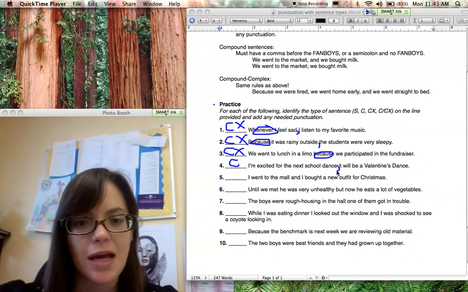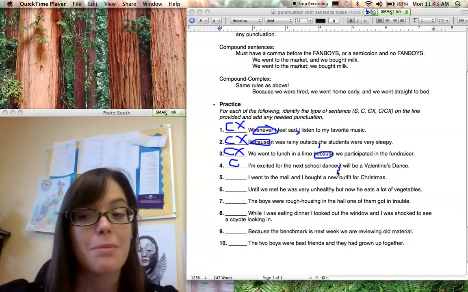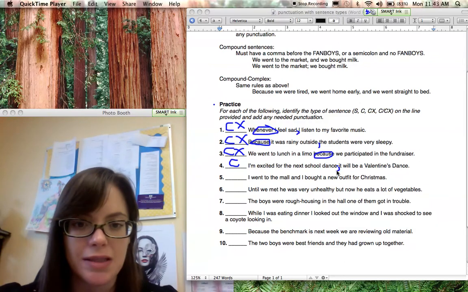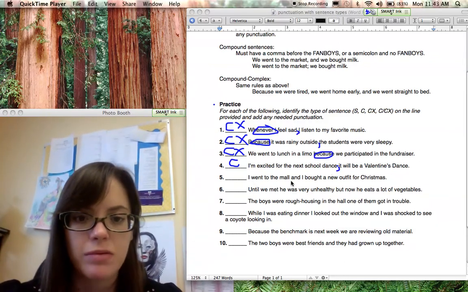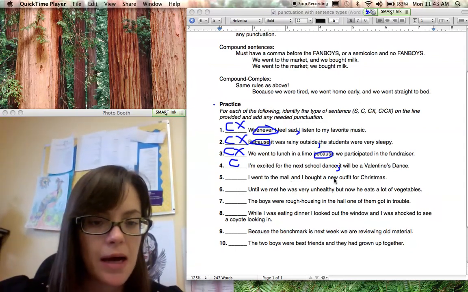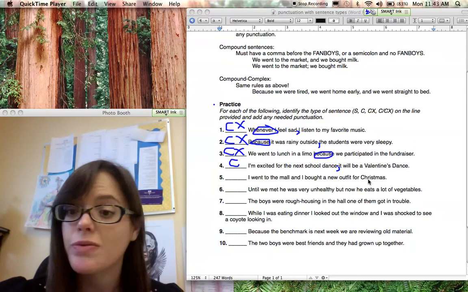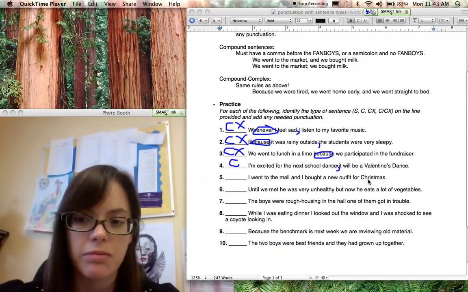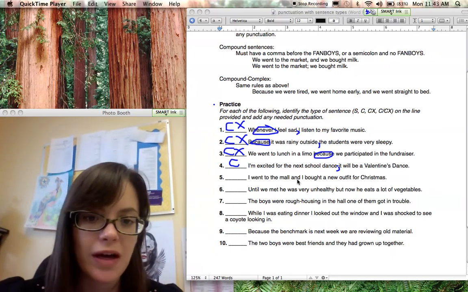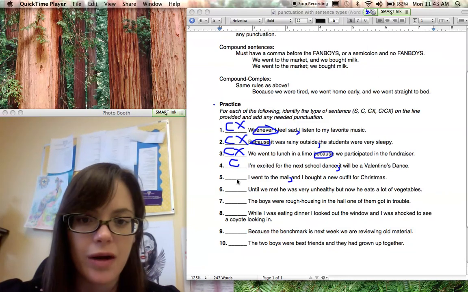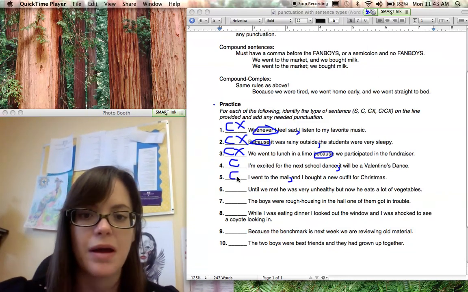Now let's look at number five. This is the last one we're going to do together: I went to the mall and I bought a new outfit for Christmas. I see I went and I bought, so I know I've got two clauses. I went to the mall looks independent; I could just say that and it could stand alone. I bought a new outfit for Christmas is also independent. If you just said that to your friend, they'd be like, oh, okay. You didn't leave them hanging at all. So I've got a fanboys in the middle, "and," so I need to add a comma before it. And that one is also compound.